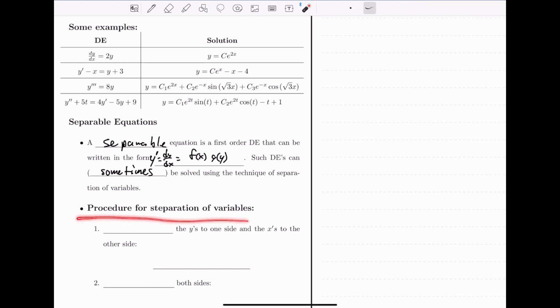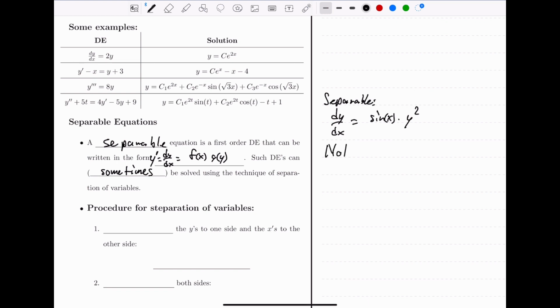So before we look at the steps of this technique, let's take a look at a couple of examples of separable versus not separable differential equations. Here's an example of a separable differential equation. dy dx equals sine of x times y squared. I've written the derivative as a function of x times a function of y. So this is separable.